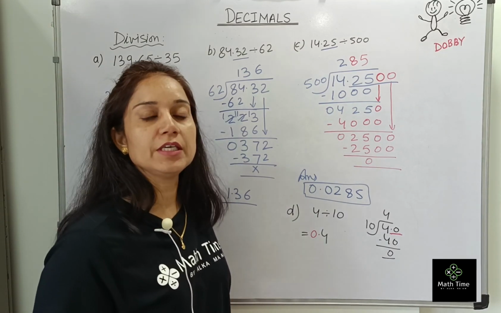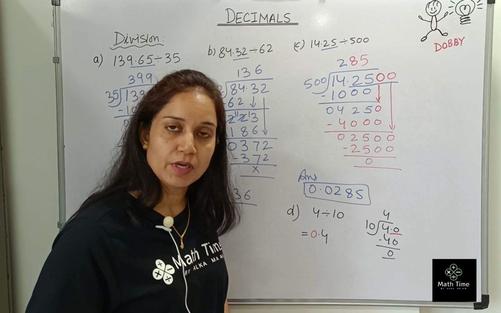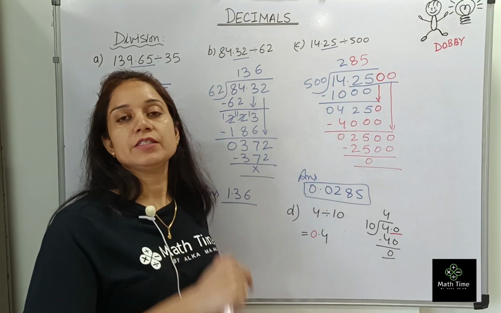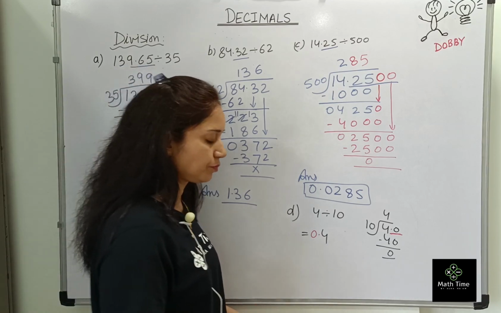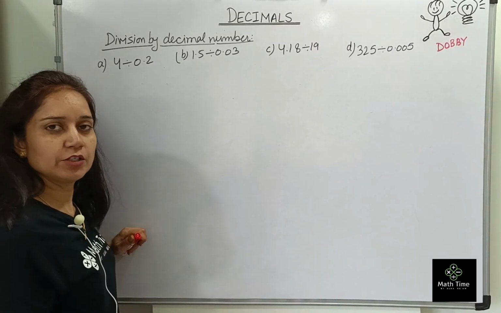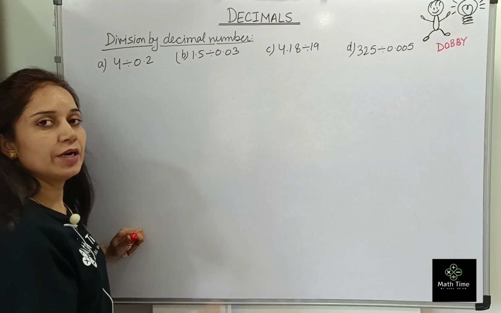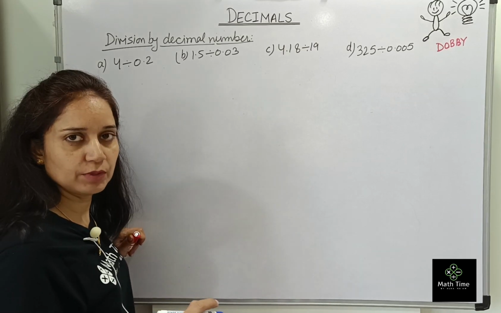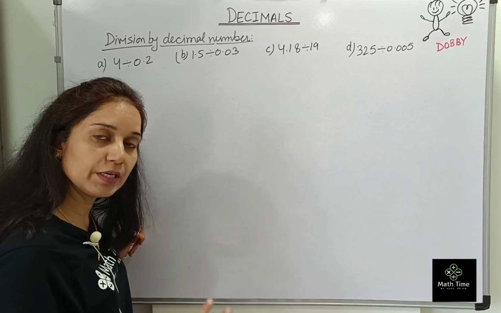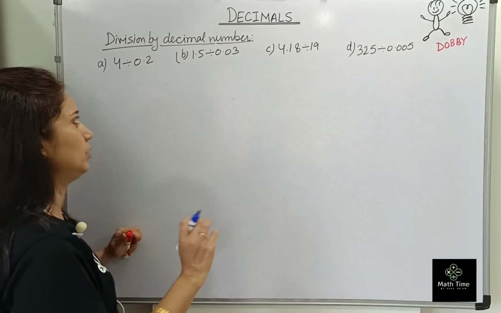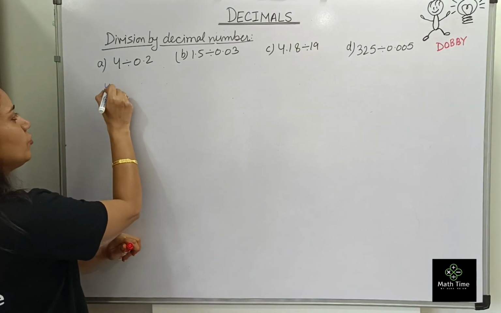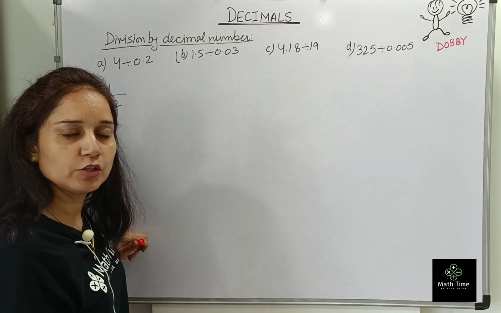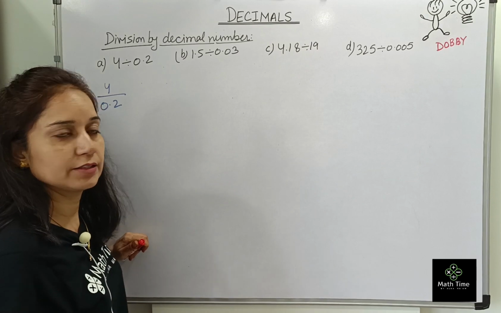Now next we will see how to divide a number by a decimal number. That means when the divisor is given a decimal number. 4 divided by 0.2, right? Now 0.2 is a decimal number, so we cannot divide a number by a decimal number. We have to make the denominator, that means divisor, a whole number. Let us start. First of all, write it as a fraction. 4 divided by 0.2, we can write it like that.